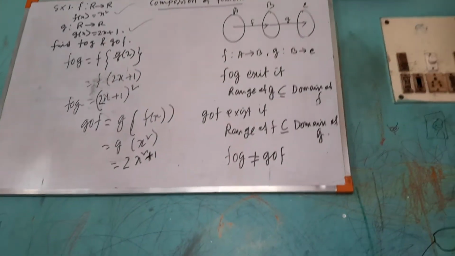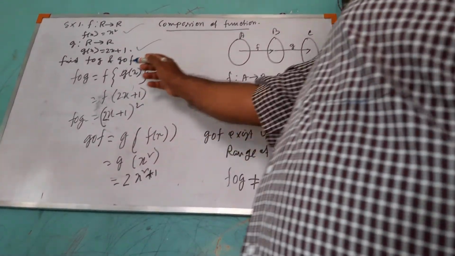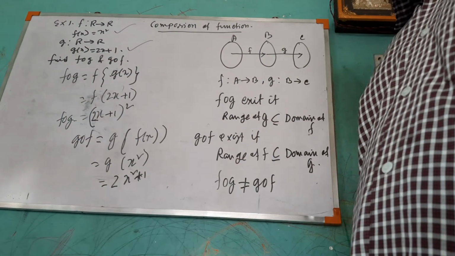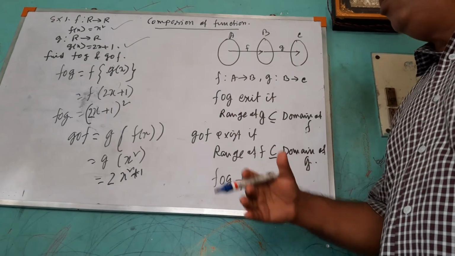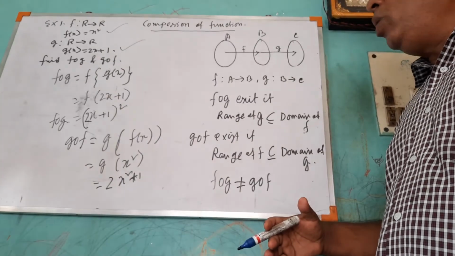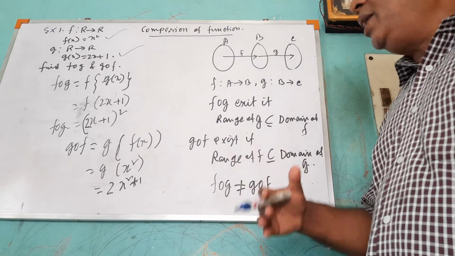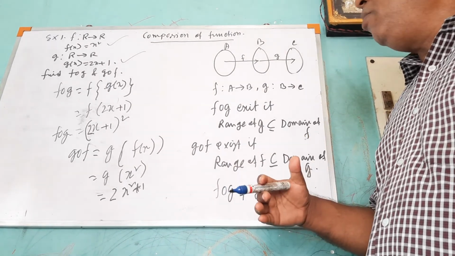So this is the composition of FOG and GOF. Similarly, you can find FOF and GOG. Okay. So we are going for the next sum. Then you will understand clearly.